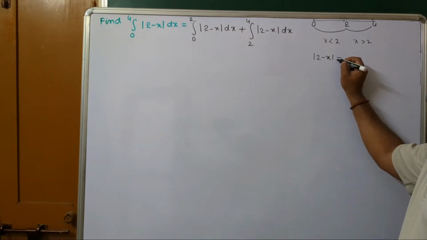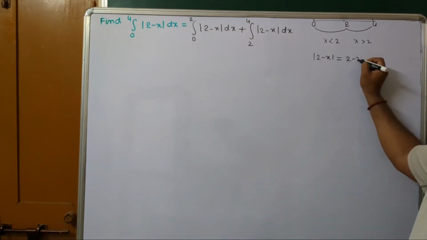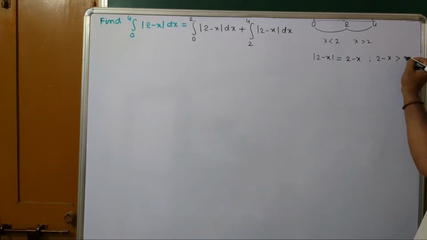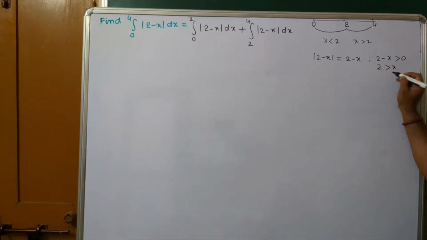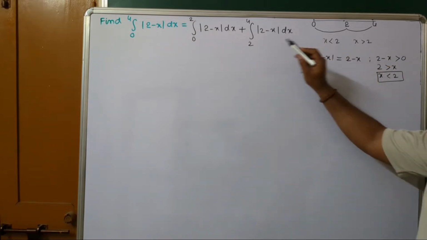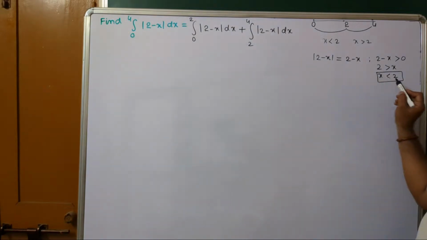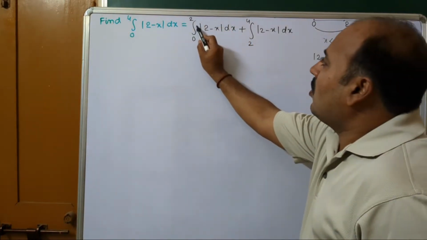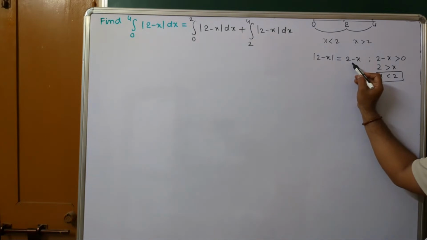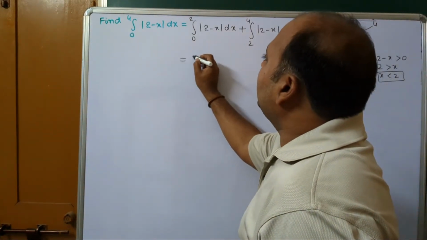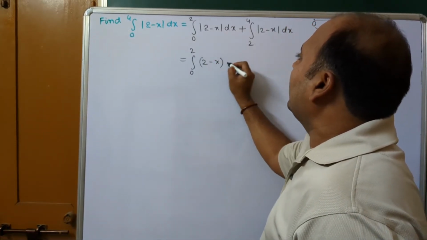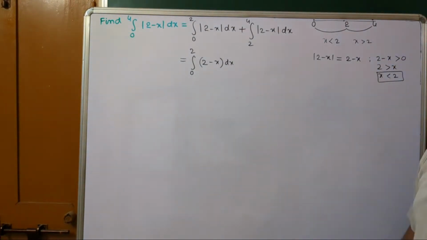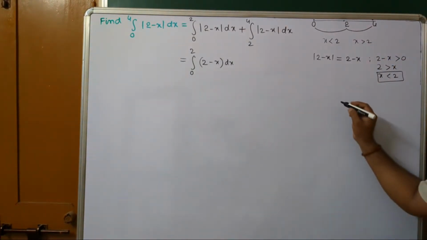Mod 2 minus x is equal to 2 minus x when 2 minus x is greater than 0. So 2 minus x is greater than 0 means 2 is greater than x. That means x is less than 2. X is less than 2 means where are we getting? From 0 to 2 only, no? Wherever 0 to 2 is there, in this mod 2 minus x value becomes 2 minus x. So integral 0 to 2, mod 2 minus x becomes 2 minus x, normal 2 minus x, without modulus. I hope you understand. Now come to another concept.